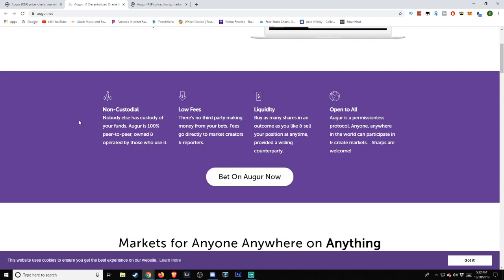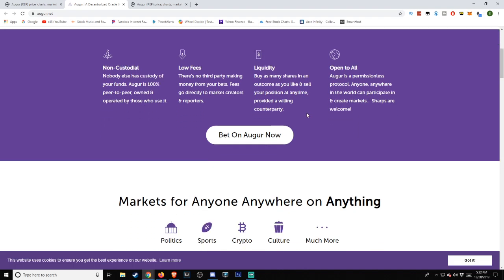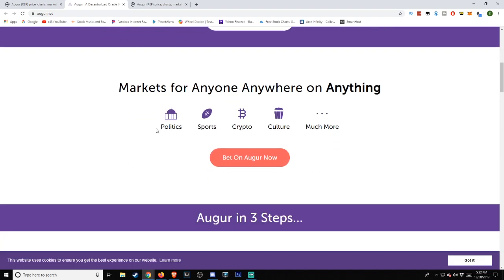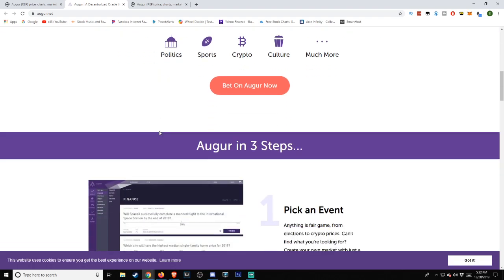Liquidity: buy as many shares in an outcome as you like and sell your position at any time, provided a willing counterparty. Open to all: Augur is a permissionless protocol. Anyone anywhere in the world can participate in and create markets. Sharps are welcome. Markets for anyone, anywhere, on anything: politics, sports, crypto, culture, and much more.